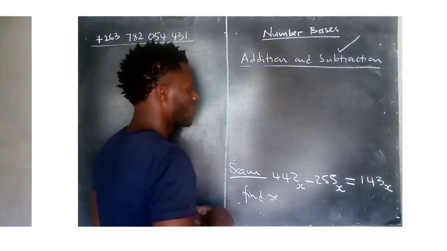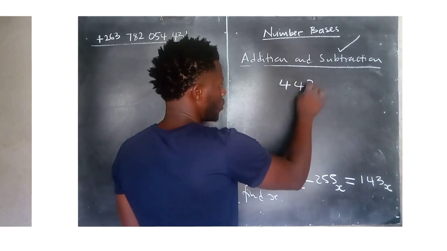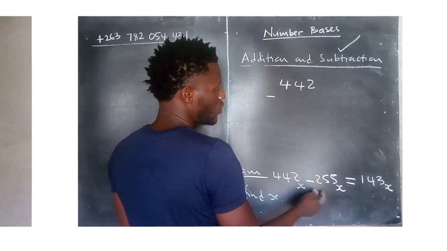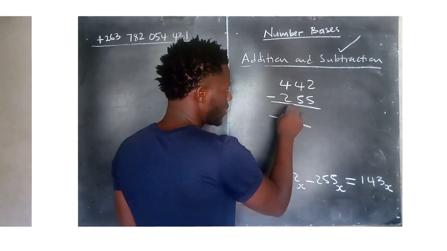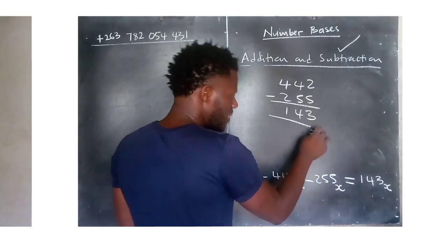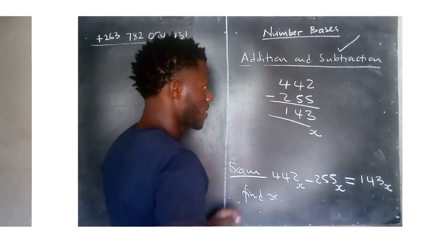That's our starting point. Do they mean 442 subtracting 255, and the answer is 143, while the base is unknown? Let's try to form an equation here.